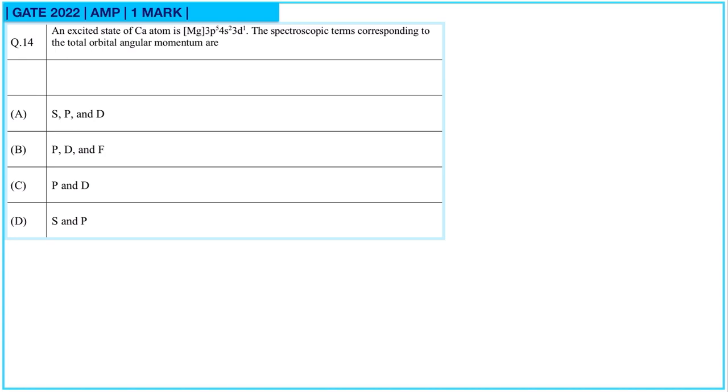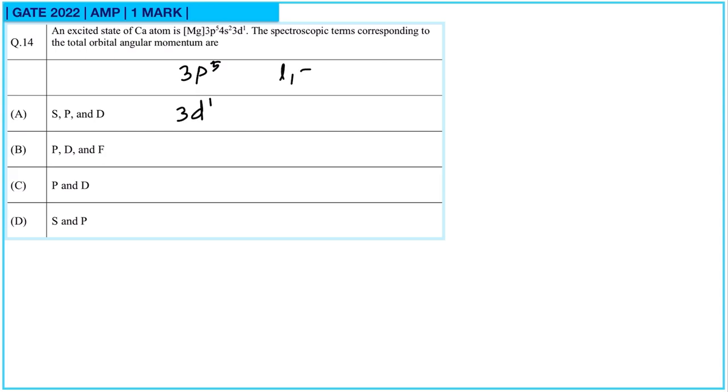Question number 14. An excited state of calcium atom is Mg 2p5 4s2 3d1. The spectroscopic terms corresponding to the total orbital angular momentum are. Here 4s2 is completely filled and we have 3p5 here and 3d1.